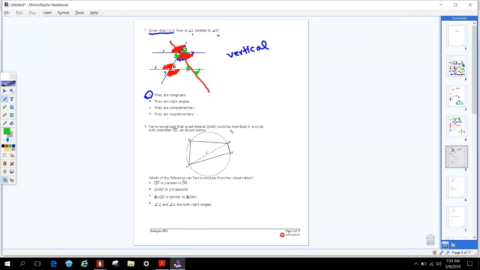Tara recognized that the quadrilateral quad could be inscribed in a circle with a diameter UD. Okay, so I'm just going to put a diameter here so I remember that. Which of the following can Tara conclude from her observation? That QU is parallel to DA. I don't think that's possible. Let's see. The next one is that quad is a trapezoid. Well, we have to prove parallel lines, so I don't think that could be it.